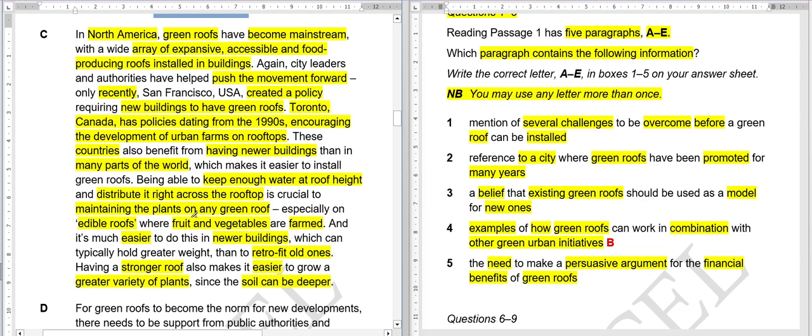Clear? Now you have around 10 seconds to tell me if there is any answer or answers in this particular paragraph, and the time starts now.